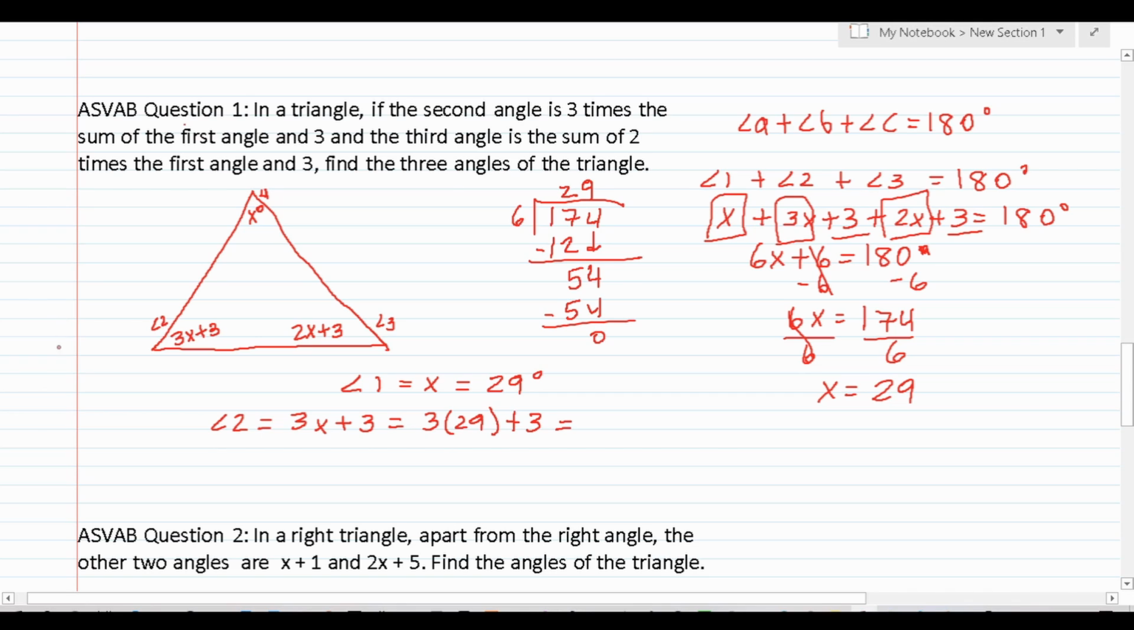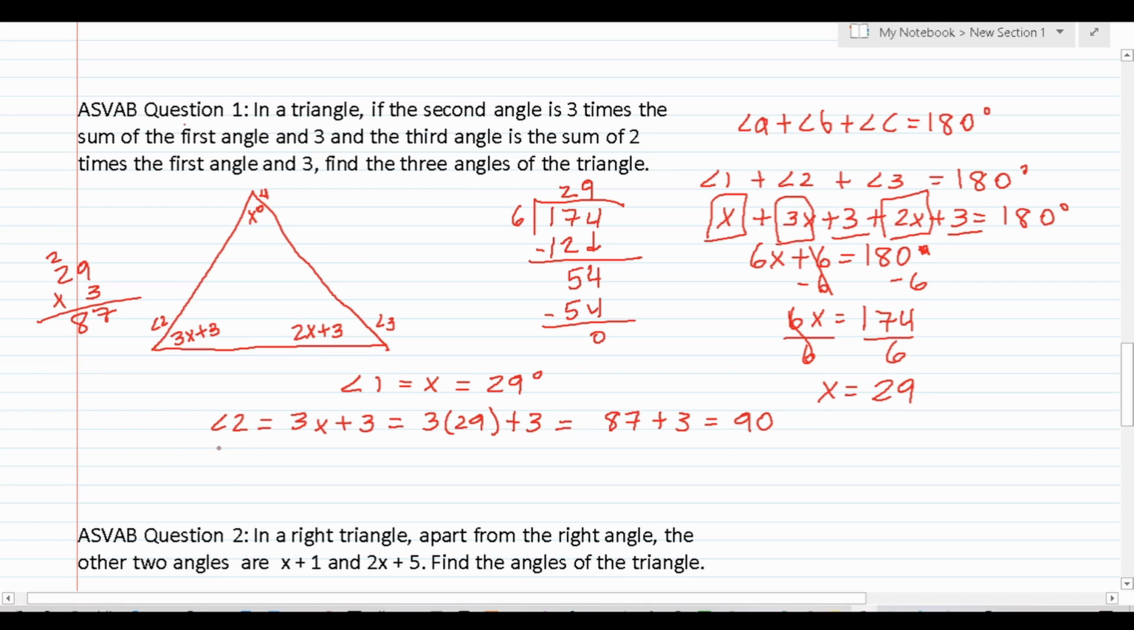And let's work that off to the side. Again, 29 times 3. 9 times 3 is 27. Carry the 2. 3 times 2 is 6, plus 2 is 8. So this becomes 87 plus 3, which is 90. Okay, so we know the measure of angle 2 is 90.